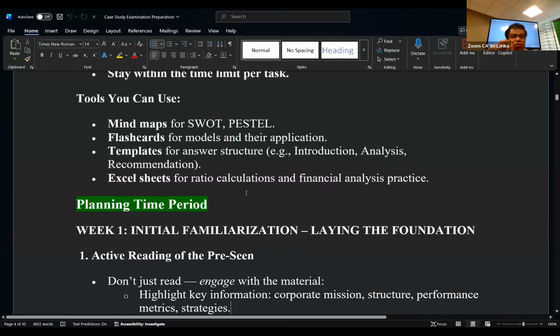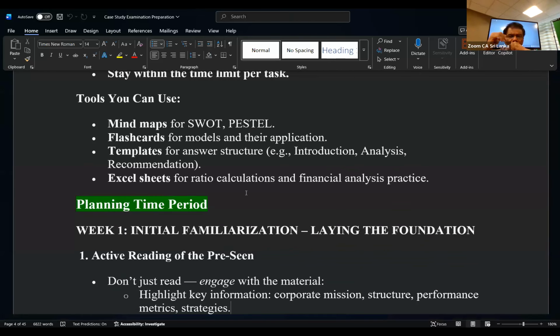Tools: you can use a mind map for SWOT and PESTEL. Their application, as I told you, you can put in a box inside the pre-seen itself. Then there is no need for flashcards and all those things.